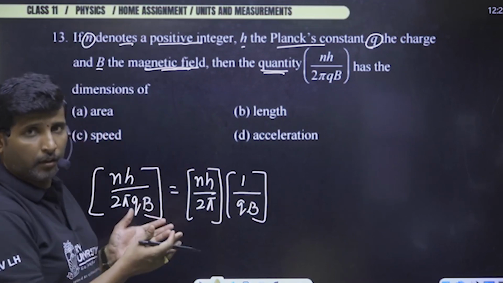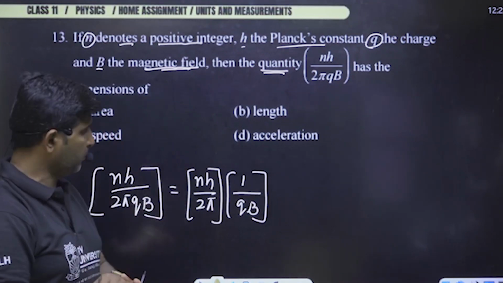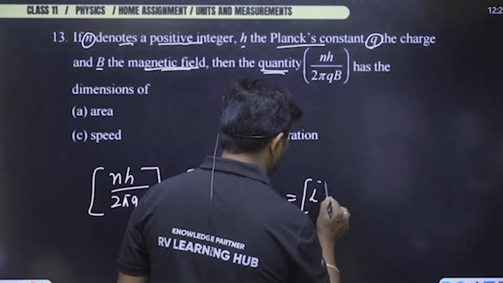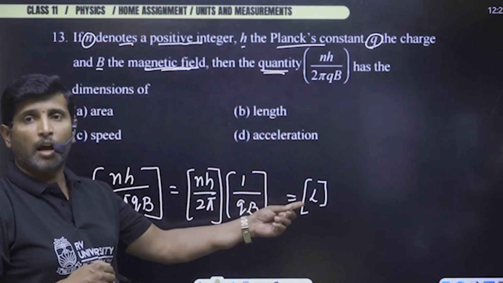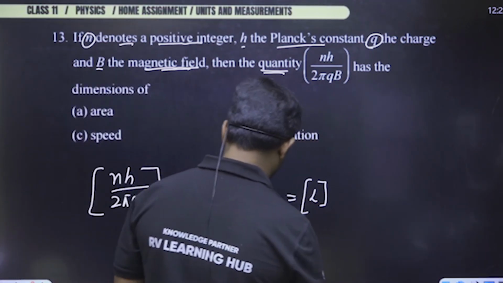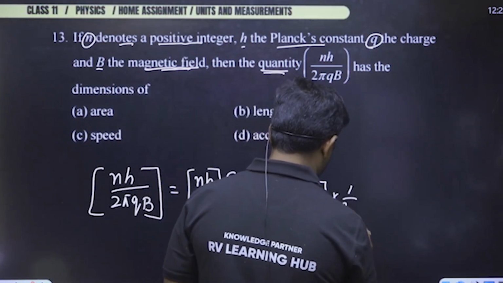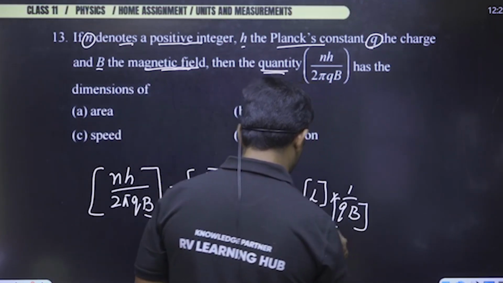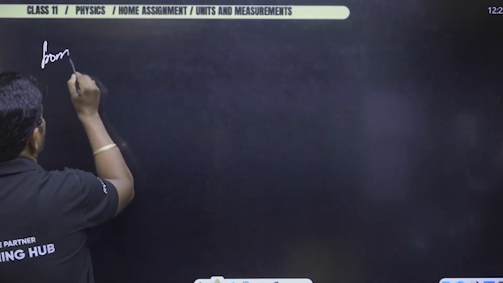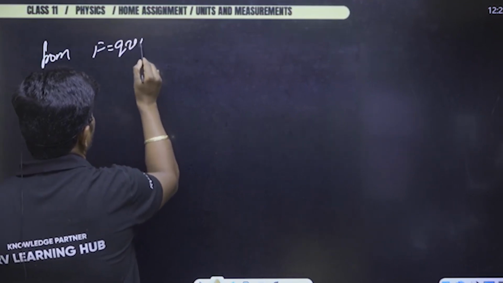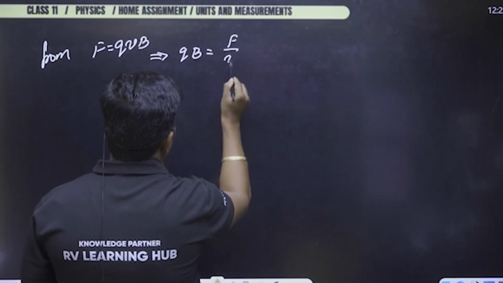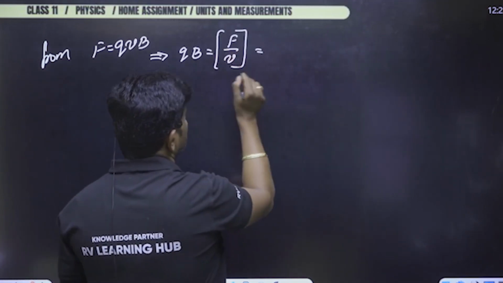Just we are splitting, we are rewriting the given quantity as a product, and we know that nh by 2 pi, according to Bohr's postulates, we can say it is angular momentum. What is this QB? We can say, so let us say into 1 by QB. Let us keep that value as it is. Now from F is equal to Q into V into B, we can say Q into B is nothing but F by V. So what is the dimensions of this?